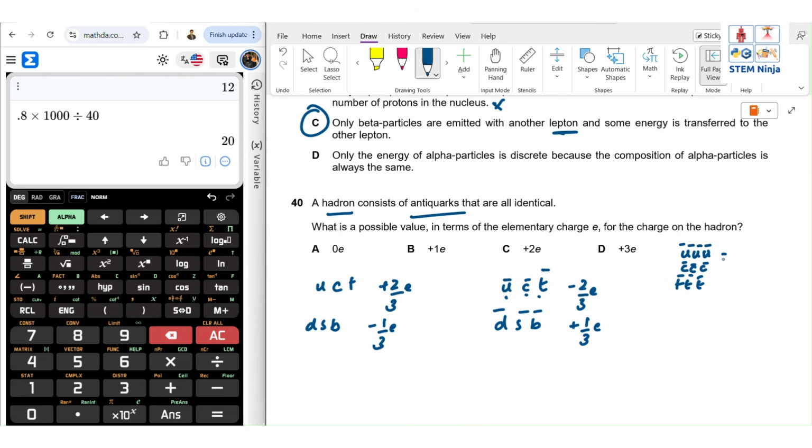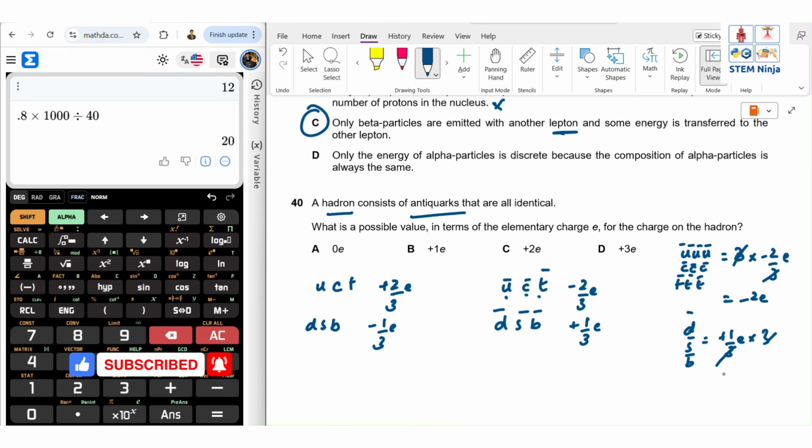So you have 3 times minus 2/3 of e, so this will be minus 2e. If you have any combination from down, strange, bottom, that is plus 1/3 e times 3, so that is going to be 1e. Minus 2e is not there, plus 1e is there, so this is the only correct one over here.